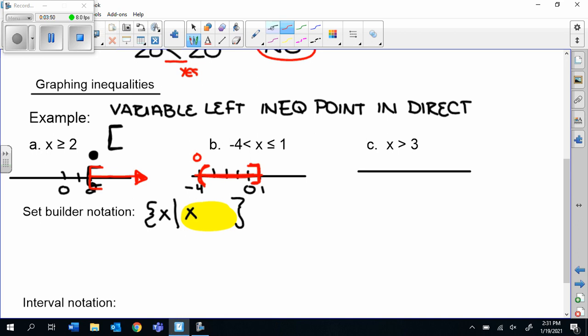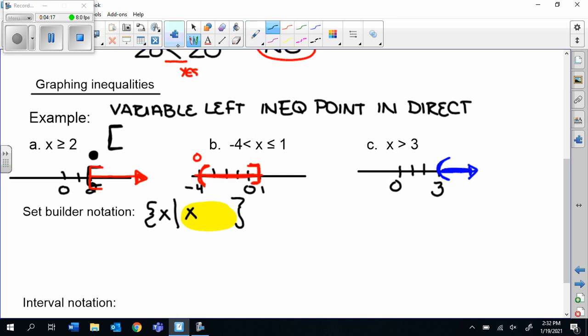All right, last example. If this is 0 here, and we go 1, 2, 3. Oh, I guess I meant that to go the other direction. Oh, well. And so then we have a soft parenthesis, and again, we go the direction of that inequality. So we go that direction like that.